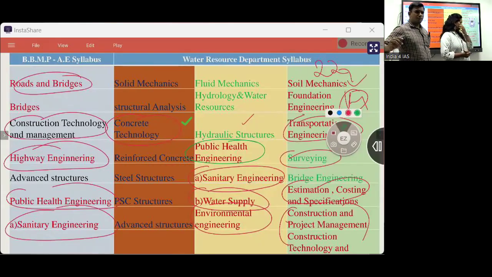Next is that fit mark. Number of fit concepts, so we can cover the maximum purpose. Maximum of the syllabus we can cover. So that is the idea. So everyone should be on time, please.